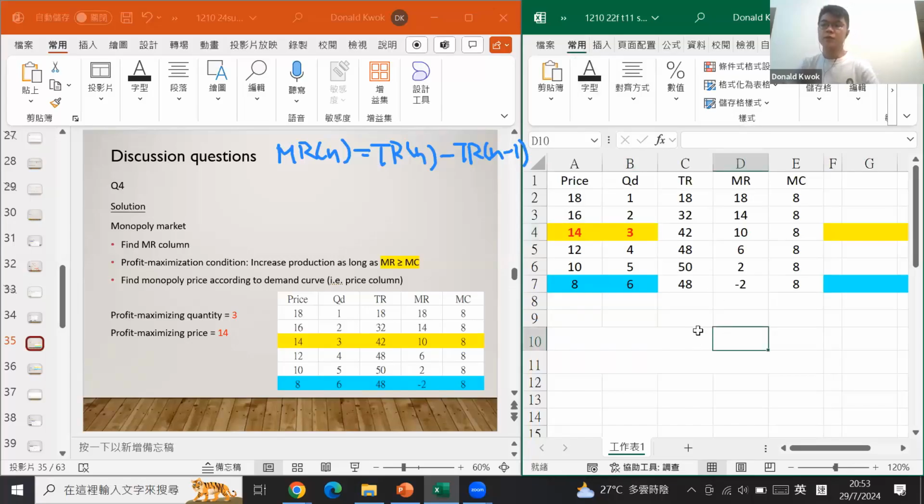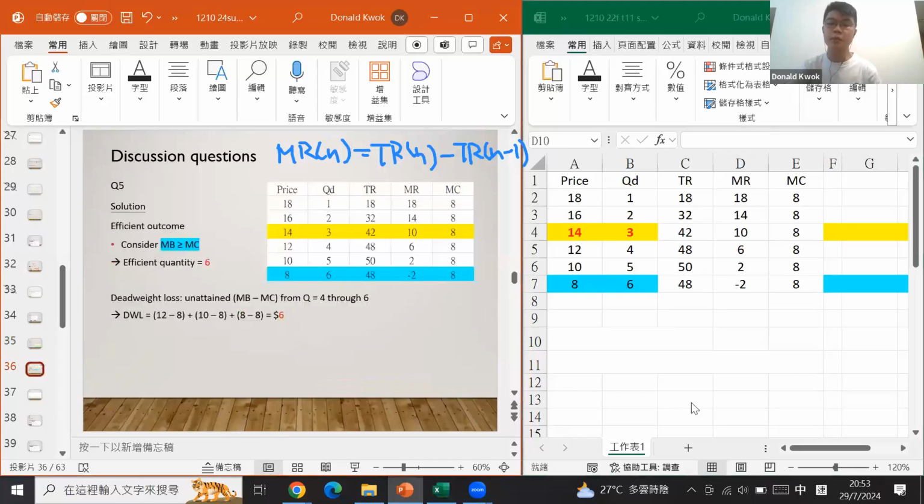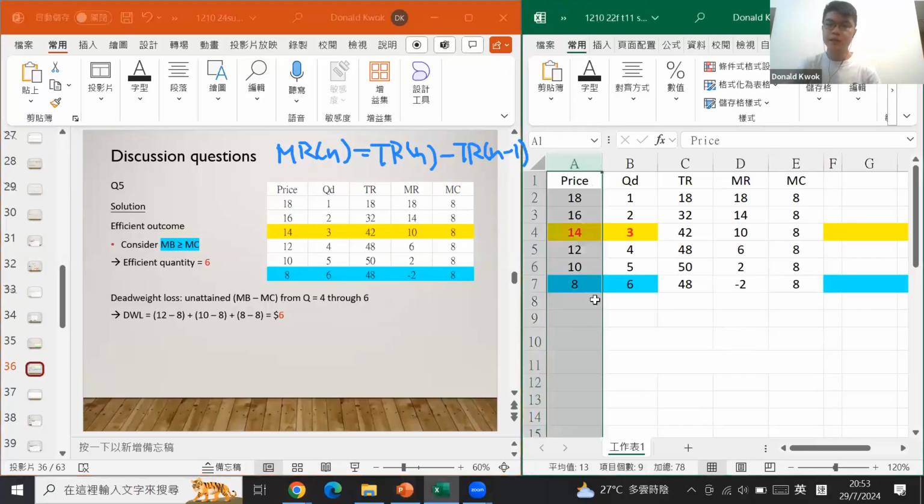How about question 5? To find the efficient quantity and the corresponding deadweight loss in this monopoly market. So what is the efficient outcome? It is to expand production as long as the marginal benefit is greater than or equal to the marginal cost. So where is the marginal benefit here? It is actually the price column. Why? For the continuous case, we connect the information between price and quantity demanded using a straight line or a curve. Here, in the discrete case, we just present the information about price and quantity demanded in a table form. So this is why the price column is actually the marginal benefit.